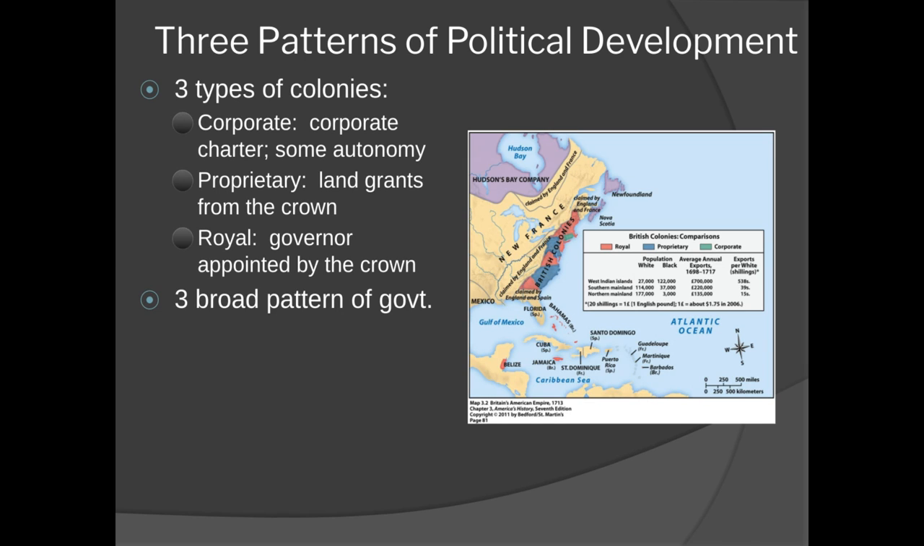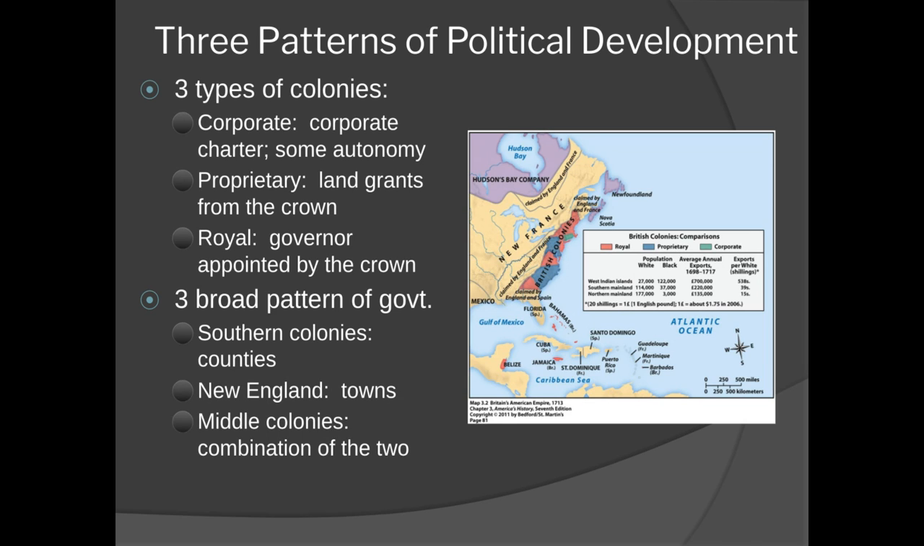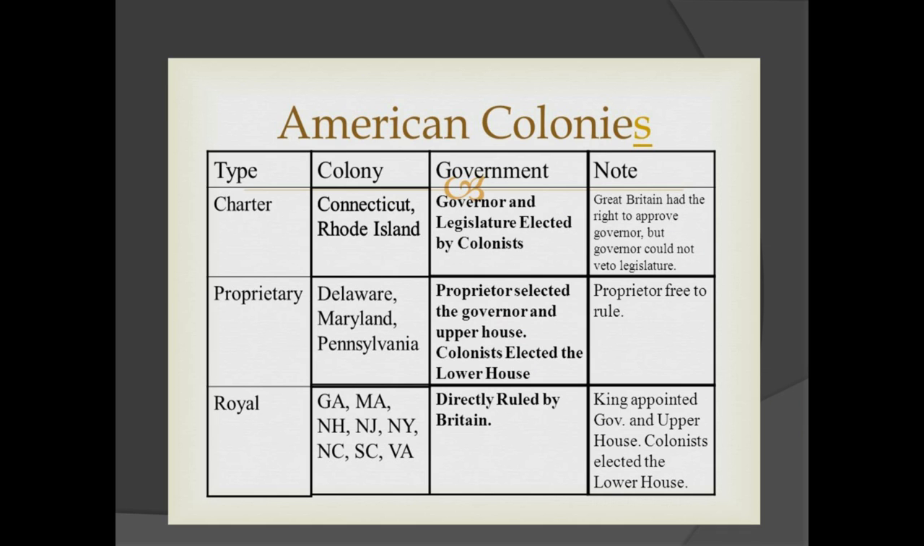So there are 3 broad patterns of government at this time. In the southern colonies, you're going to see counties being developed, and it's going to be ruled at a county level. In the New England area, which is at the top of the colonies, they're going to have towns, and that's how they are going to be governed. And in the middle colonies, you're going to have a blend of counties and towns. And that is how they will be developed and ruled.